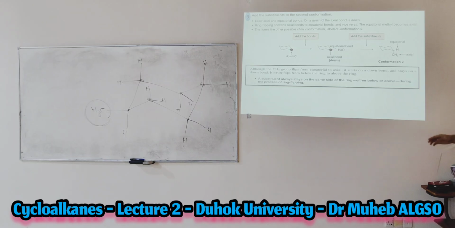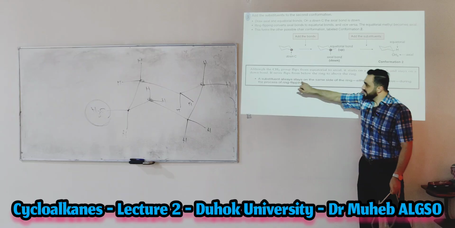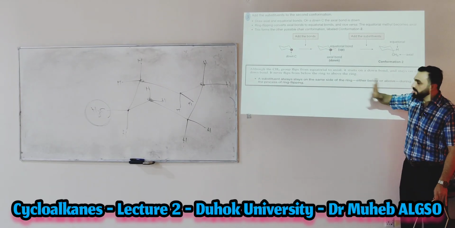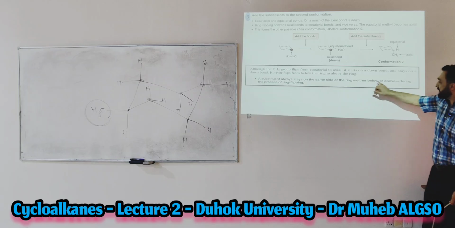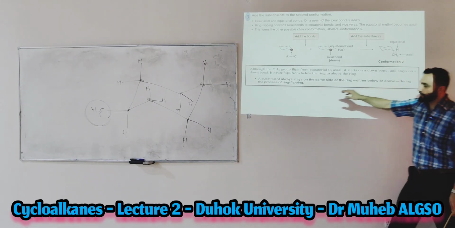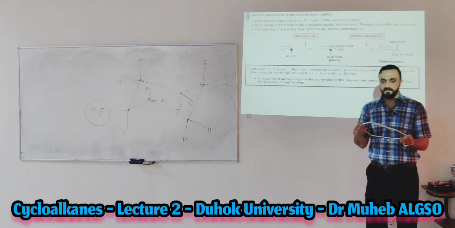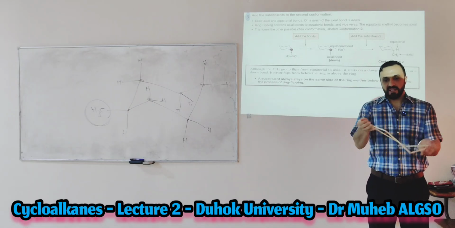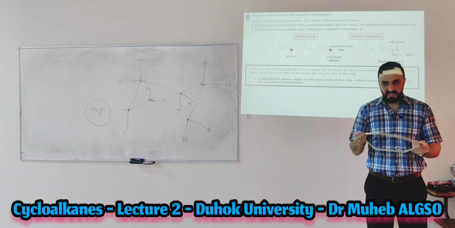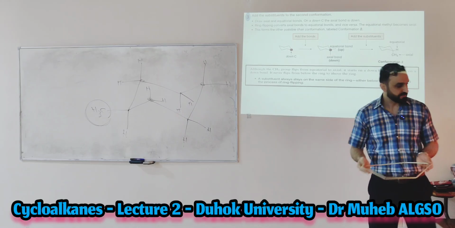And as I told you, a substituent always stays on the same side of the ring. Okay? It will be on the same side of the ring, either below or above the plane, during the process of the flipping. This is the flipping. We mean flipping just like that. Not rotation. Okay? Just a flipping. Just a flipping.